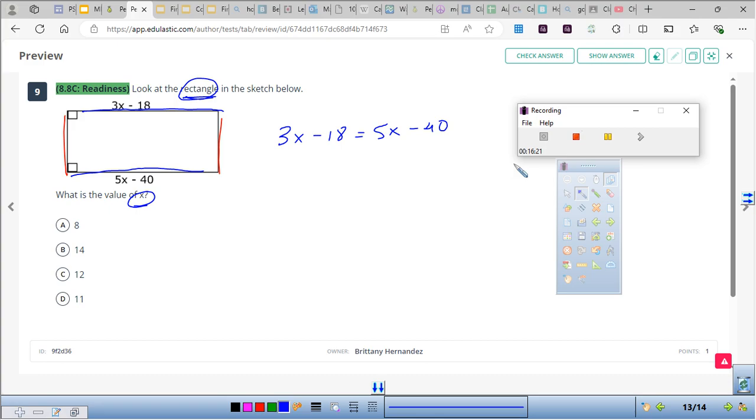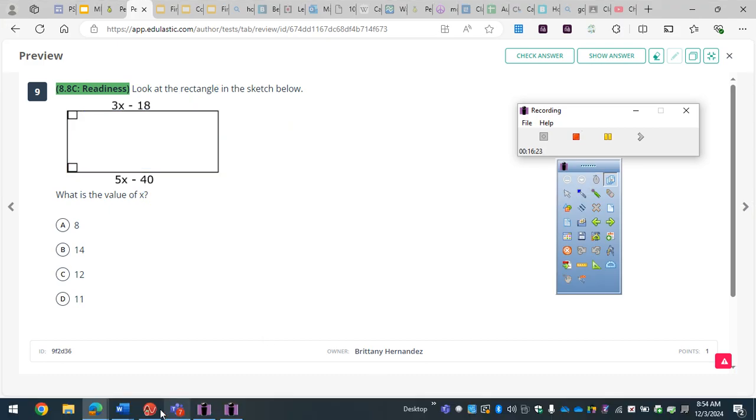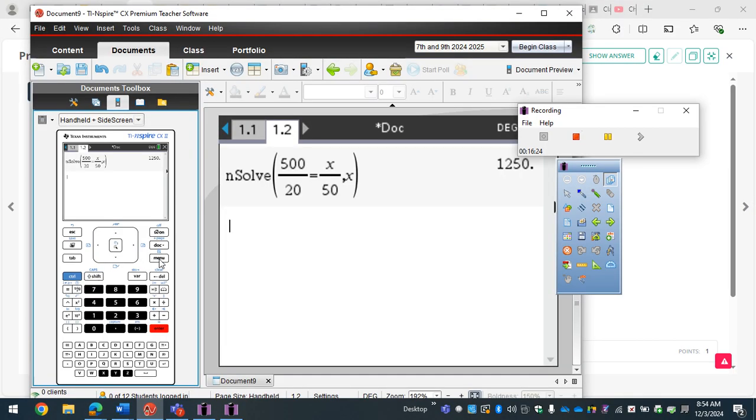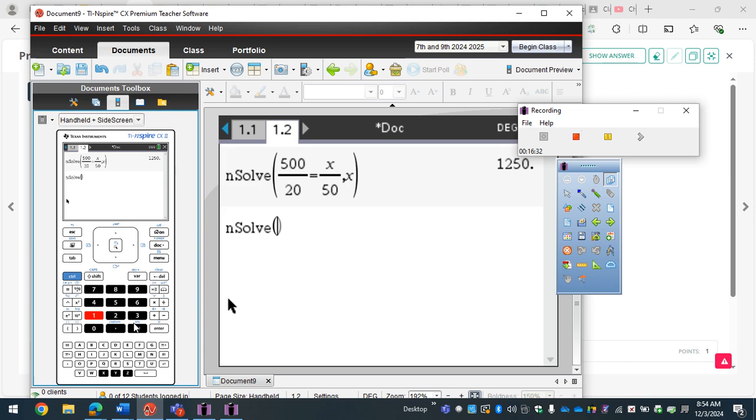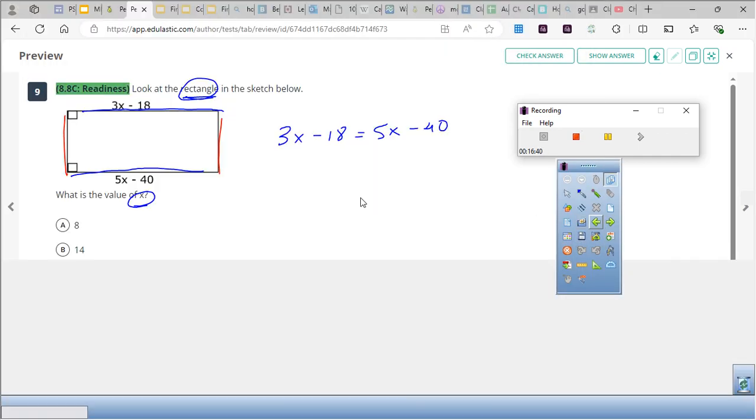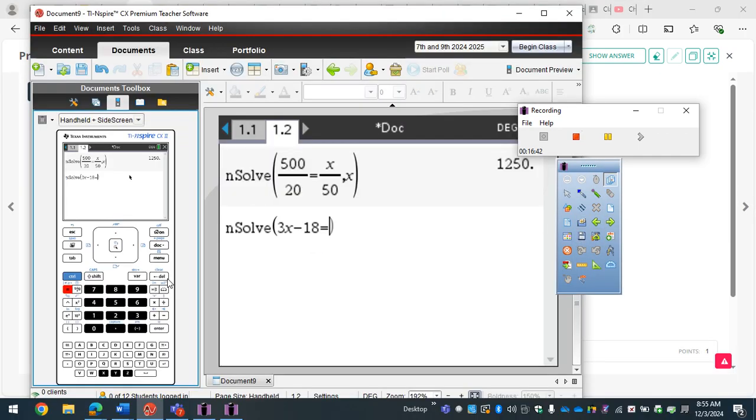So you solve this, 3x minus 18. So go back to calculator, menu, 3, 1. Oh, great, I forgot the numbers. 3x minus 18 is equal to 5x minus 40. Remember, that side is equal to that side in a rectangle. And then we're going to comma x, and it's 11.